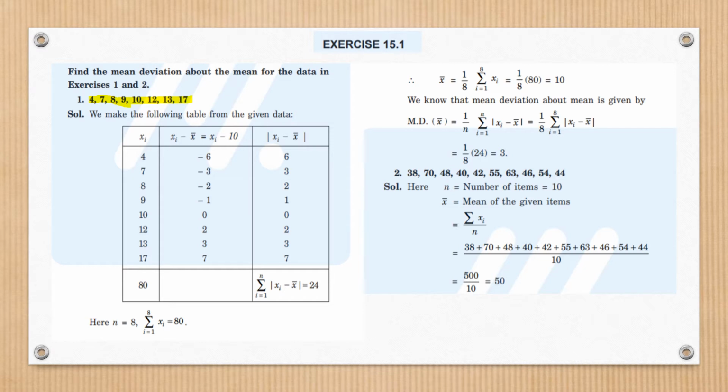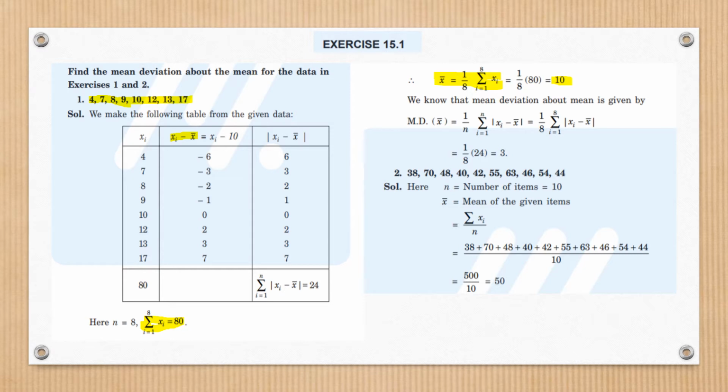And then I need to calculate xi minus x bar. Now what is my x bar? X bar is my mean, right? And mean I will calculate by using the formula: sum of all terms divided by the number of terms. There are 8 terms, so x bar is the sum of observations divided by the number of observations, that is 1 upon 8 times 80, that is 10.